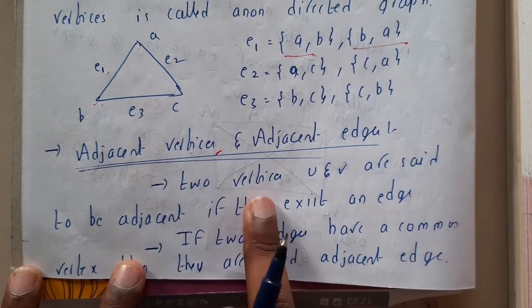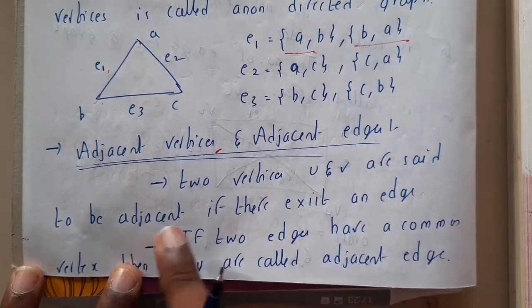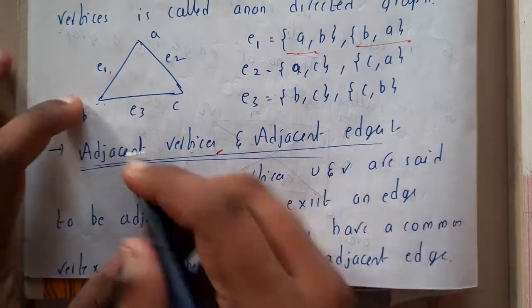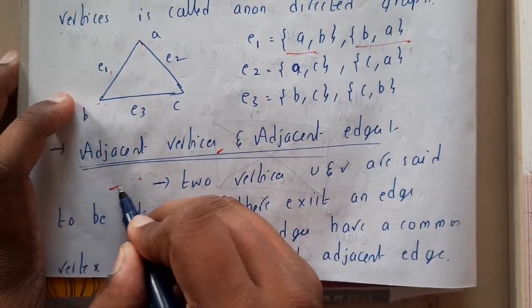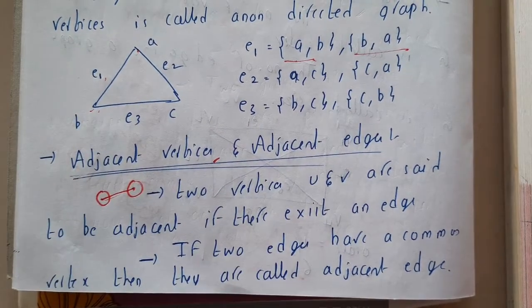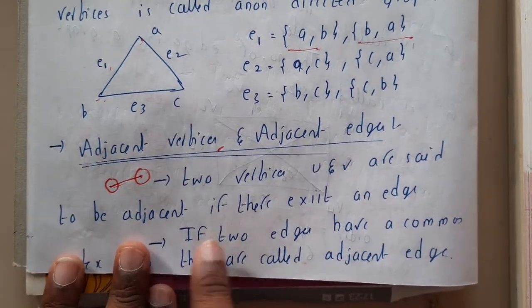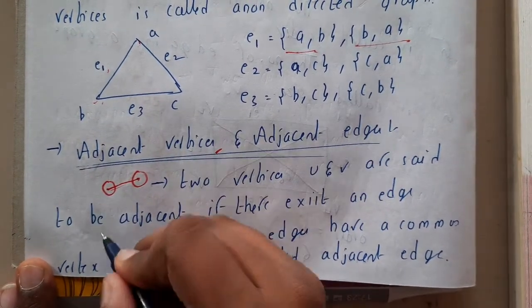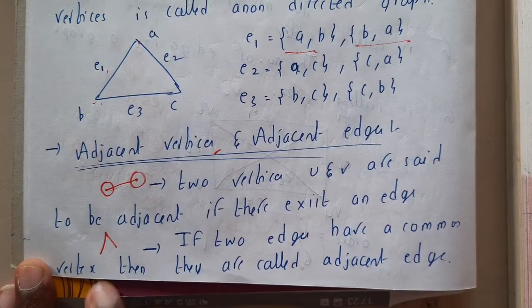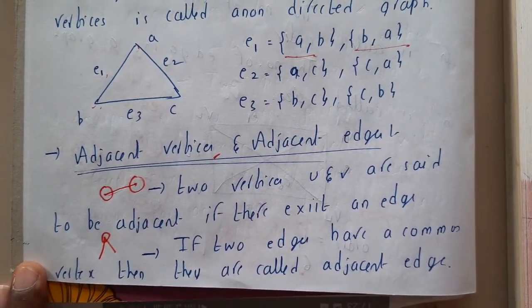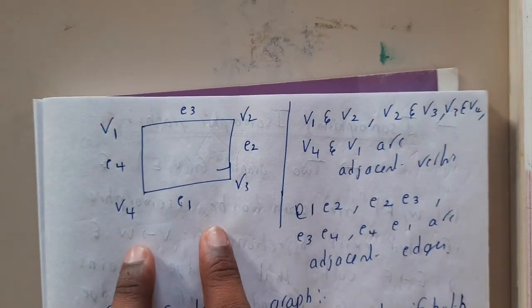Okay, so two vertices U and V are said to be adjacent if there exists an edge between them. I told you, right? So if there are two vertices and they are connected with a particular edge, then we can say that these two vertices are adjacent. Similarly, if two edges are having a common vertex, then we can say that these two edges are adjacent to each other, right? Yes.